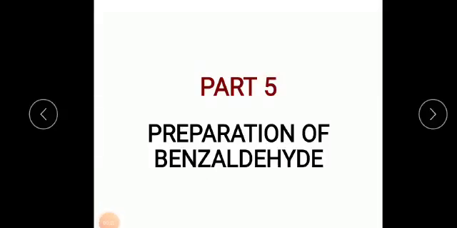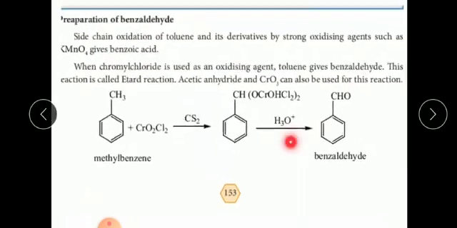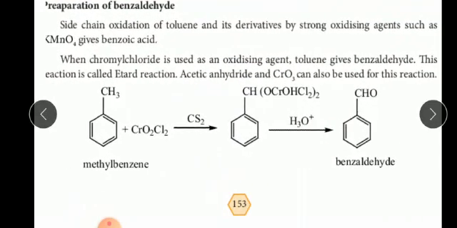Good morning, students. Now we are going to see Unit 12, Carbonyl Compounds, Part 5: Preparation of benzaldehyde. The formula for benzaldehyde is C6H5CHO. So now we are going to see the preparation of benzaldehyde. The first method for preparation of benzaldehyde is through the Etard reaction.